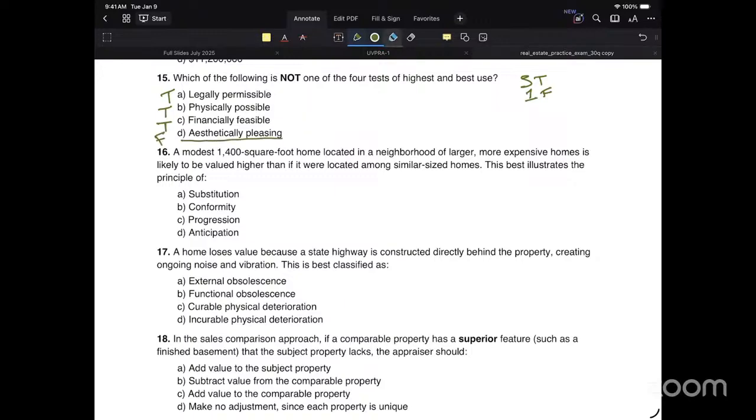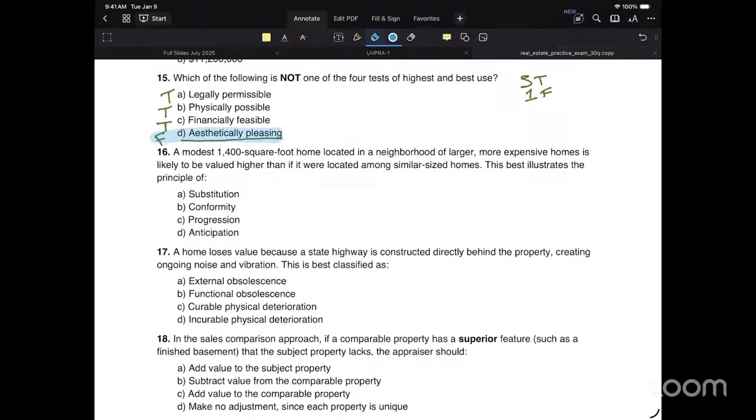And yeah, I agree with that. The whole idea of highest and best use doesn't have anything necessarily to do with aesthetics. Could it affect the value a little bit? Yes, but it's not going to affect the highest and best use. The highest and best use has to be legally permissible, physically possible, financially feasible. They look at that and say, okay, what use does all these things and generates the most money? Our answer is D because we're looking for the false one.